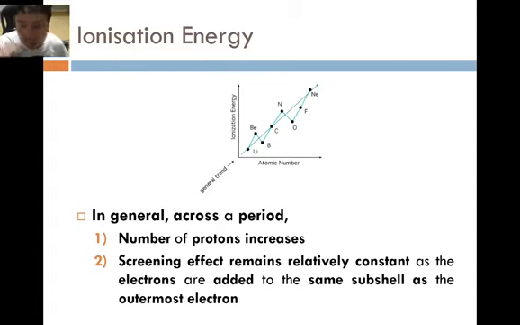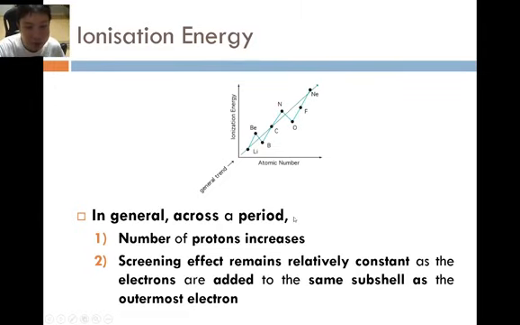When you come across any questions that are testing you on ionization energy, always discuss the number of protons and the screening effect, and also the atomic radius or ionic radius, and then conclude using the effective nuclear charge before you say whether the ionization energy increases or decreases. So if we use period 2 as an example, as you go from lithium to neon, you can see this green line. The general trend is that the ionization energy actually goes up across period 2.